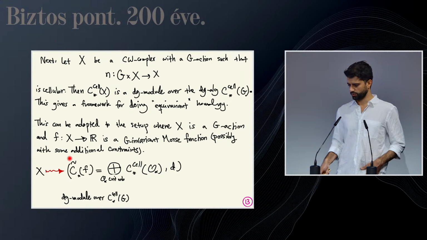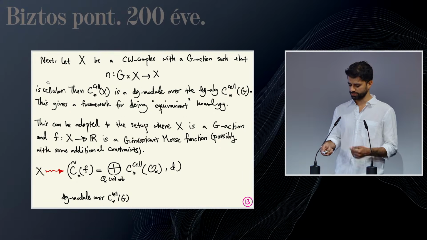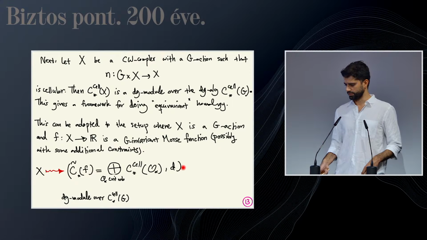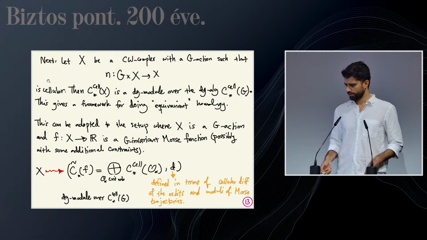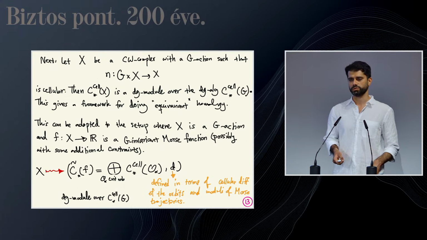So to be a little bit more explicit, this chain group is generated by cellular complexes of the orbits with some differential D here. So this D has two kinds of contributions. It has some internal differential coming from the cellular differential here, and some external differential which is defined in terms of Morse trajectories.